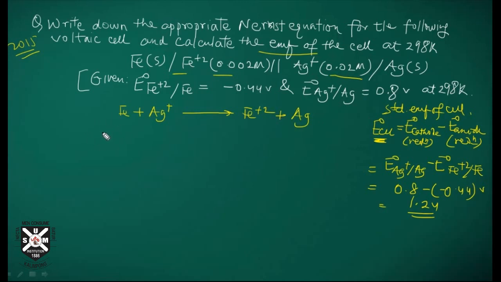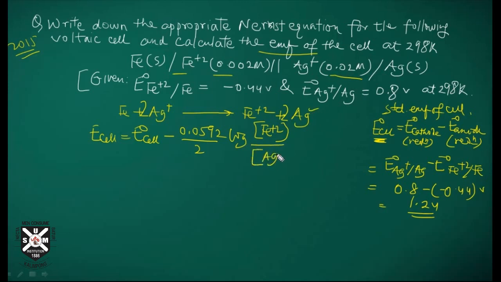Standard EMF of the cell is here. So how will you write the Nernst equation now? E cell equals E naught cell minus 0.0592 divided by, okay, let us balance the chemical equation, 2. You can write 2 because 2 electrons have been given or taken, exchanged. Log Fe 2+ over Ag+ squared. Remember, this coefficient will go to the power. You are not writing iron because it is in solid state. You are not writing silver because this is in solid state. Any coefficient before the ion will go to the power.